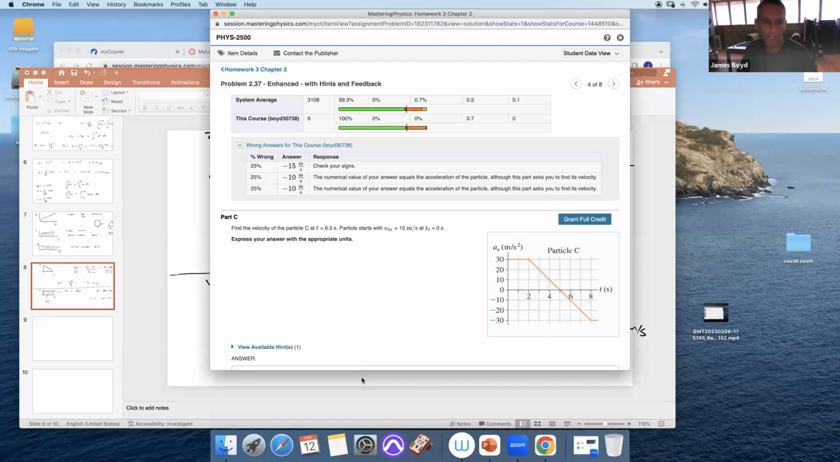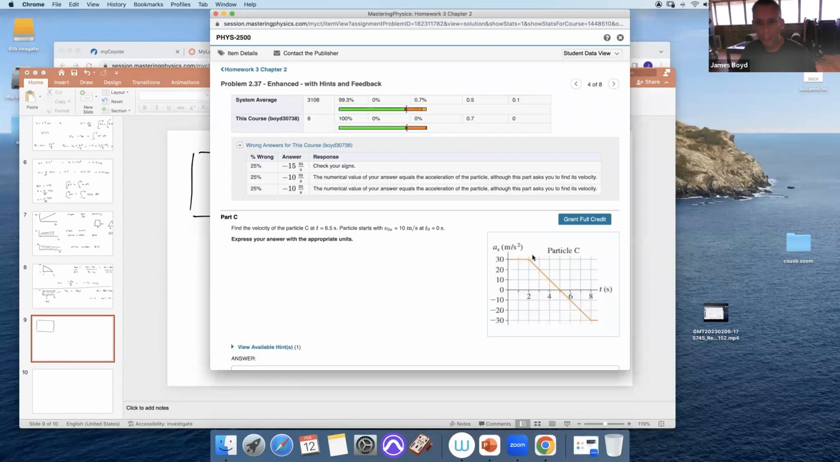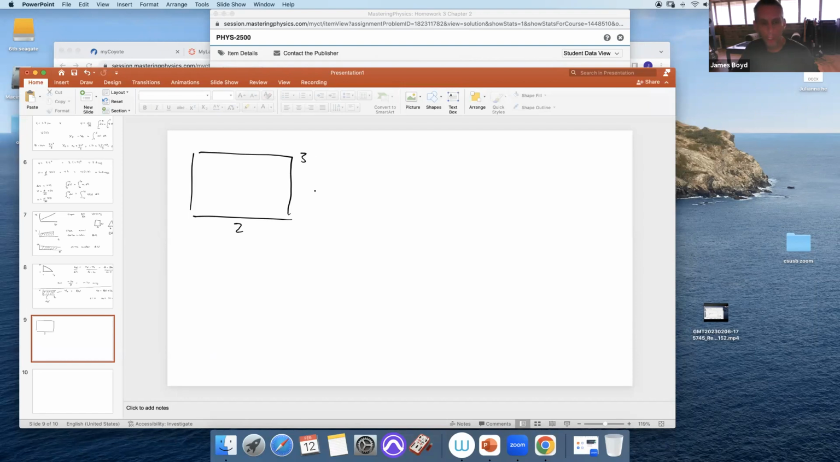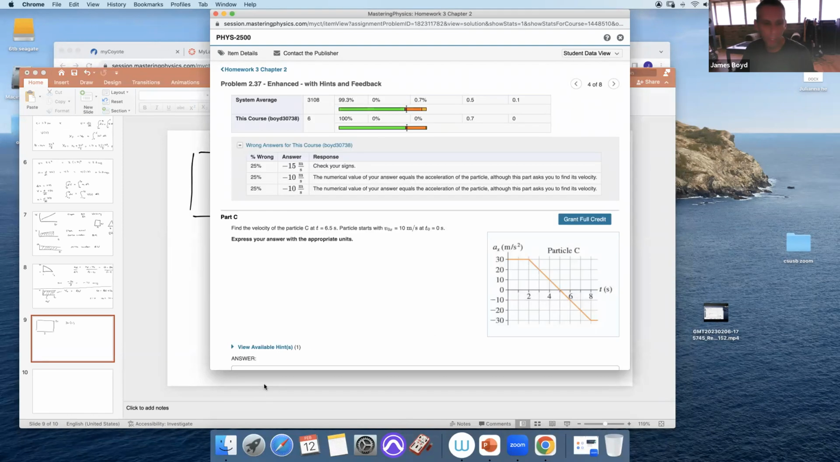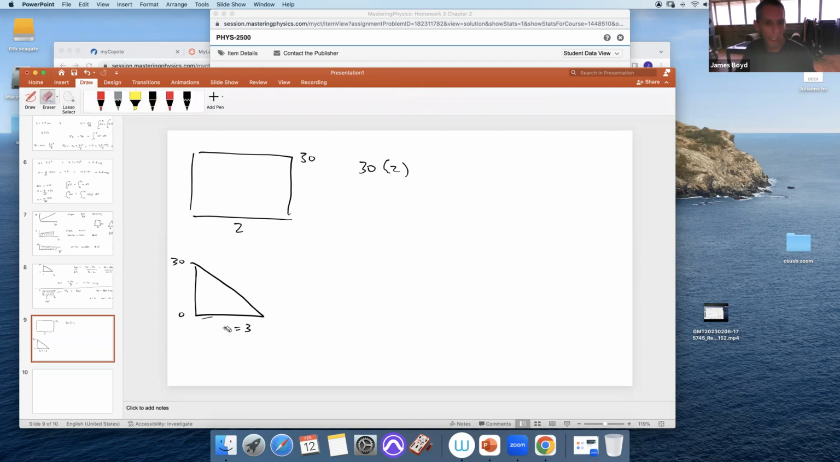Now, we want to find the velocity at 6.5. So we're going to go to about right here. And so we have 3 areas. We have this first square where the bottom is 2 seconds and the top is 30. So the area of this is 30 times 2. Then we have a triangle that goes from 2 to 5. So this is 5 minus 2, or 3. And it goes from 30 to 0, which is again 30. We just care about the area. This is 3 long and 30 high. From the triangle area, this is 1/2 base times height, or 1/2 times 30 times 3.